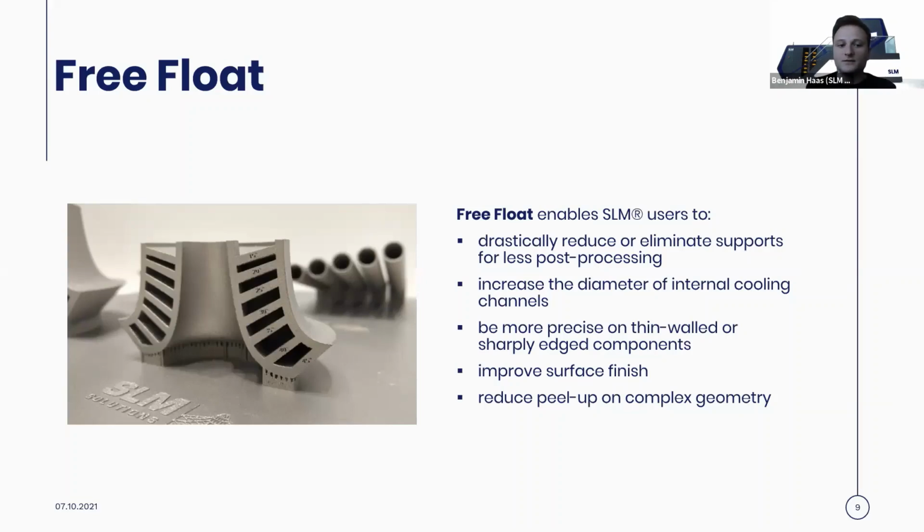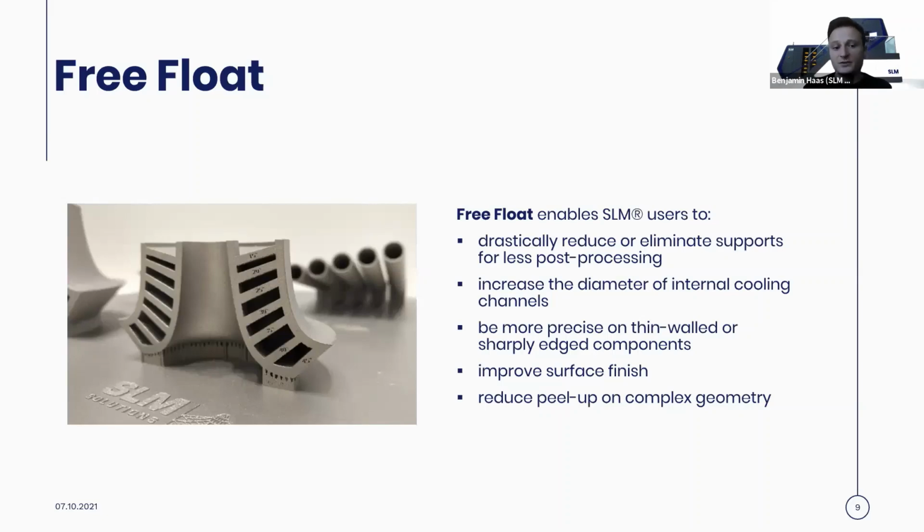Now, there are two ways of circumventing that. You could either adjust the shape of those internal cooling channels, or you would have to add supports, but that's somewhat not what we want, because inside they're really hard to remove. Then you would have to use some chemical support reduction processes, and that's again not really what we want. So with FreeFloat, you can increase the diameter of internal cooling channels, without the need for supports and without the need to adjust the shape of that internal cooling channel.